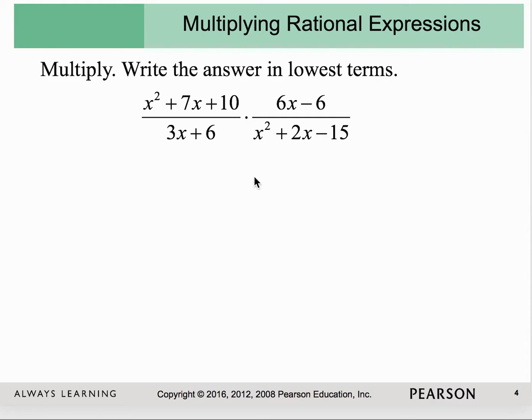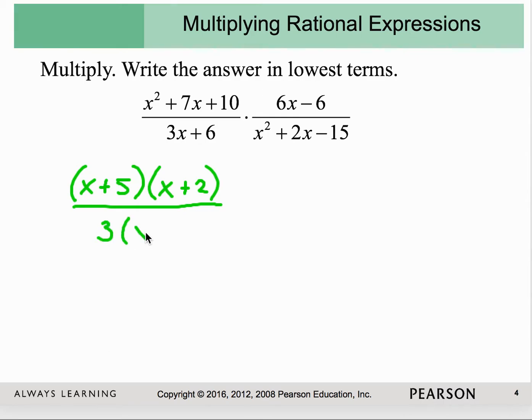Okay, same thing here, except notice everything's not being multiplied, right? A bunch of this stuff is being added. So, we're going to factor. With the leading coefficient of a 1, I know it's going to factor like that. If it'll factor, I just need 2 numbers that multiply to give 10 and add to give 7. So 5 and 2. The denominator, it's not quadratic, so all I can do is factor out a 3.